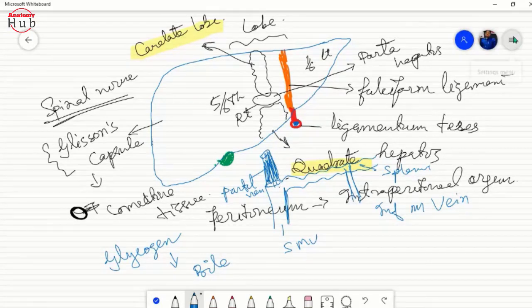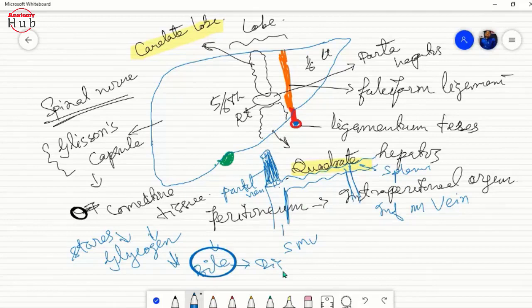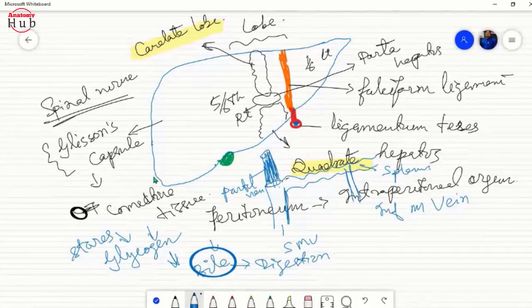Yes, any question? Sir, could you repeat that glycogen point once again? Yes, the liver stores glycogen. And through this glycogen, your bile production also stimulates, right? So this liver produces the bile and it stores the glycogen, right? And bile helps in digestion. That is only, because the details you will study in physiology. No need to study it here, right?